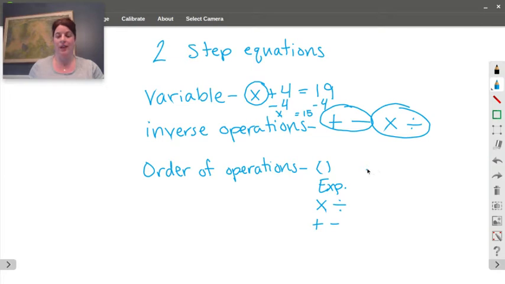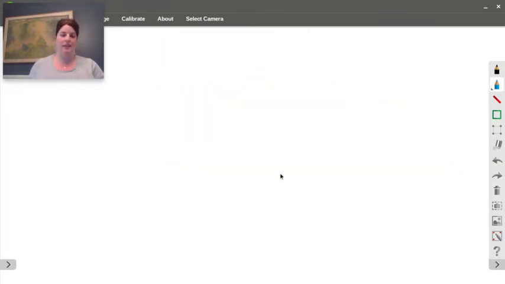So if we have like 4 plus 3 times 2, we follow our order of operations to do multiplication first and then the addition. So it would be 3 times 2 is 6 plus 4 is 10. So we don't just work left to right. We do it in the order that the operations ought to be in. Okay, so let's start looking at some two-step equations.